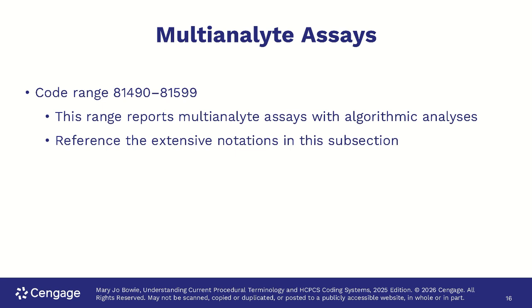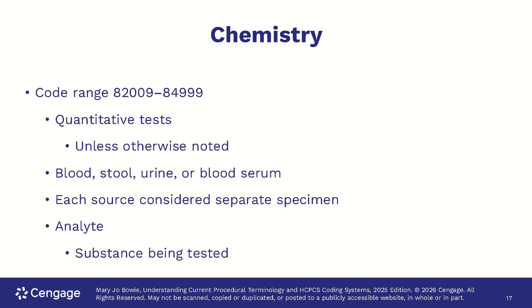Next up, we have MAA, multi-analyte assays. And here they're looking at like DNA and RNA. And basically, they're analyzing the human genome. Lots of notes over here as well. So that's MAA. All right. Then we have a chemistry test.